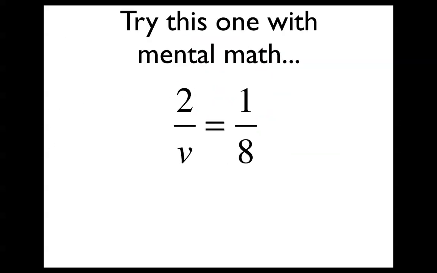So, let's try this one. 2 and v equals 1 and 8. Okay, well v would have to be 16 because 2 times 8 would have to equal v times 1.